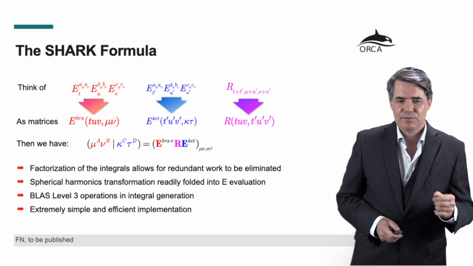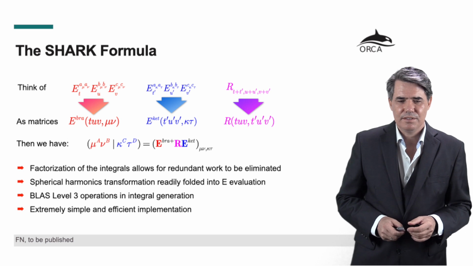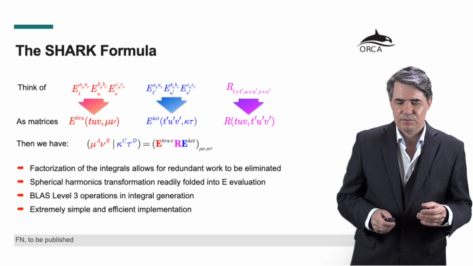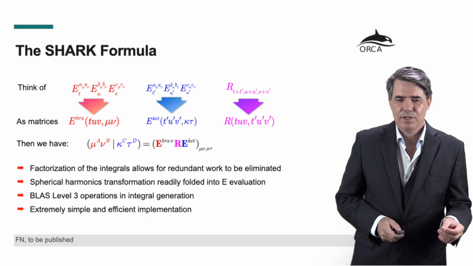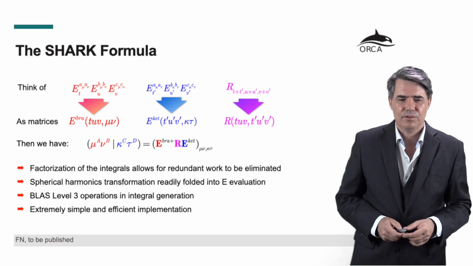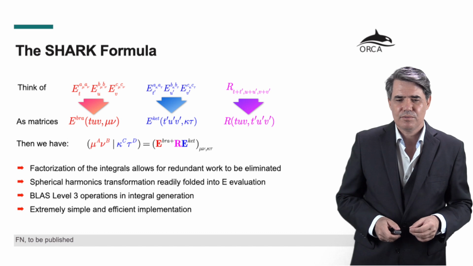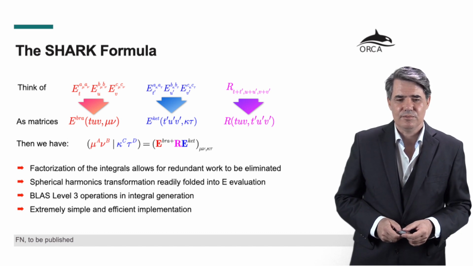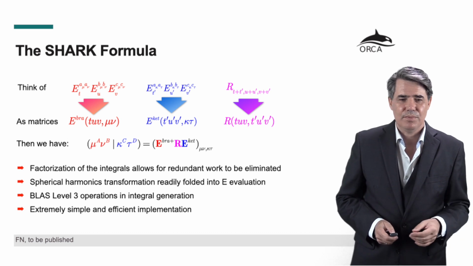A, it leads to a factorization of the integrals, and that allows for redundant work to be eliminated. For example, you can fold the spherical harmonics transformation when you do the calculation in spherical harmonics, as we always do in ORCA, and you can fold that into the E-evaluation that you do at the start of the calculation only once. And then you have the incredible power of the BLAS level 3 operation to finally do the contractions that lead you to the final integrals. And that is an extremely simple and efficient implementation that you can base on it.